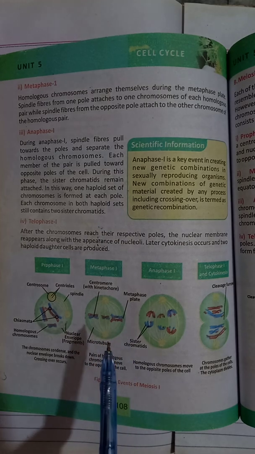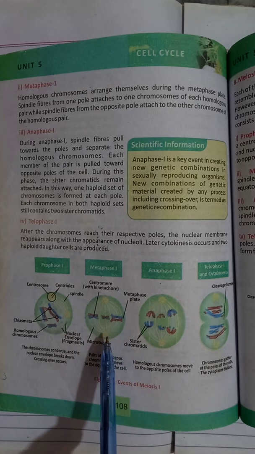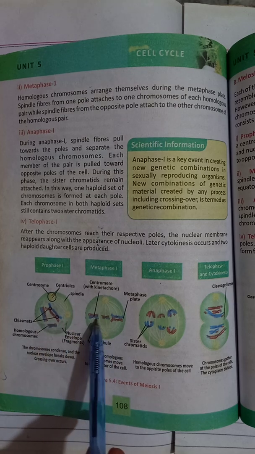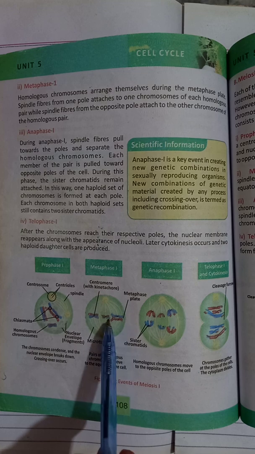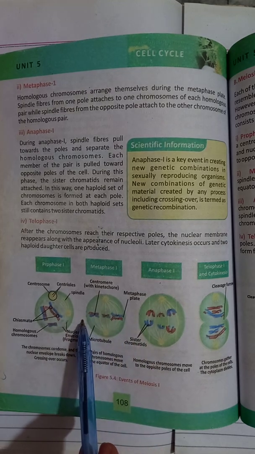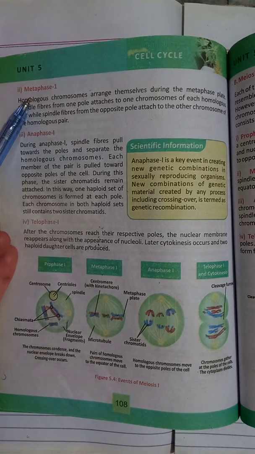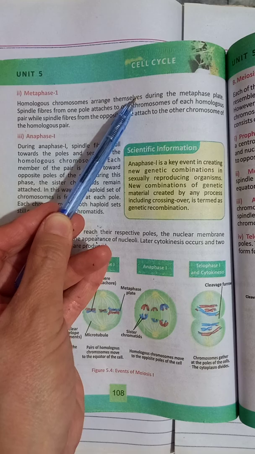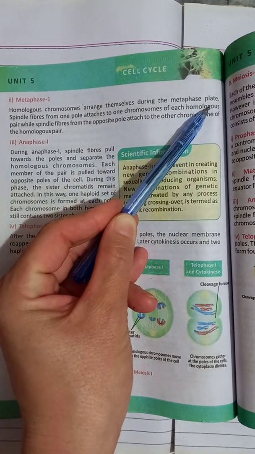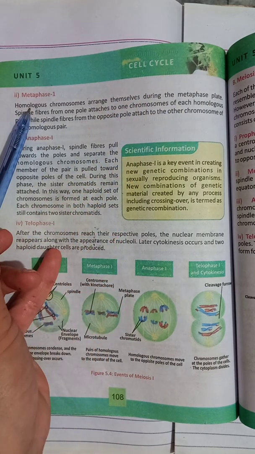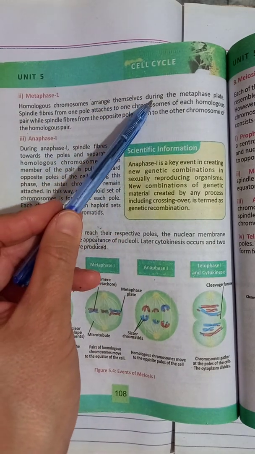During metaphase 1, what happened to the chromosomes? During metaphase 1, the chromosomes get arranged themselves in the center of the cell, making metaphase plate, as like the mitosis. So look here, that is metaphase 1. Homologous chromosomes arrange themselves during the metaphase plate. During the metaphase plate, what happened? The homologous chromosomes arrange themselves.